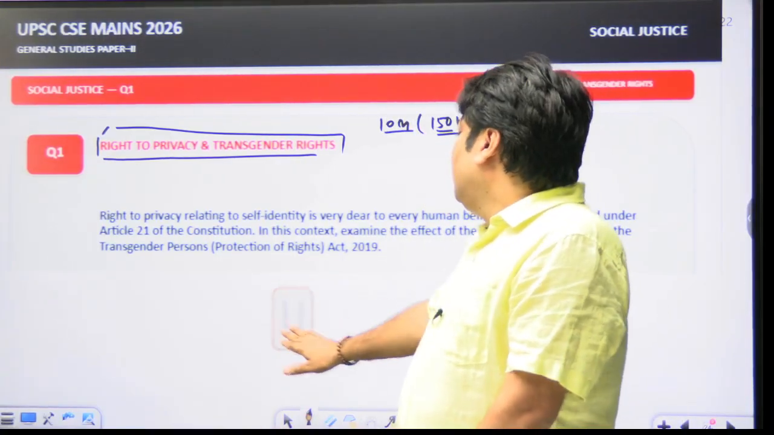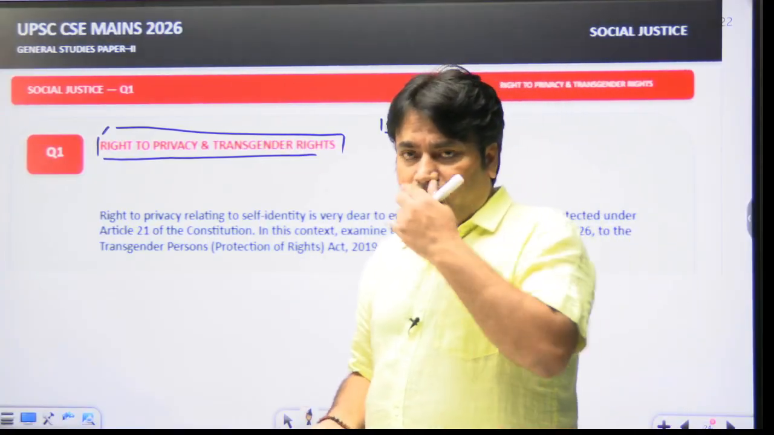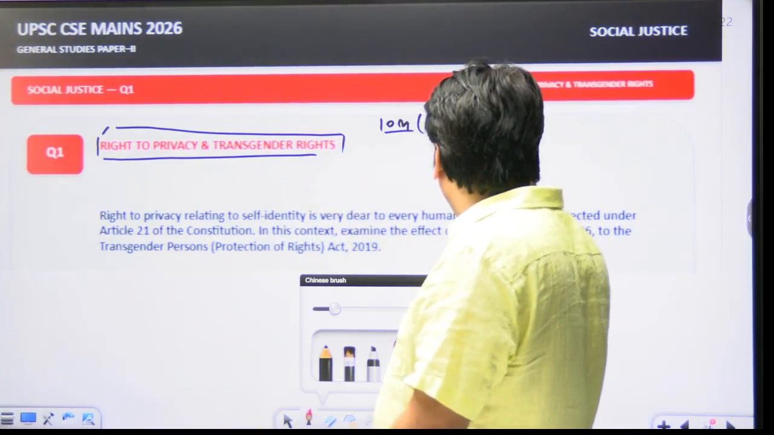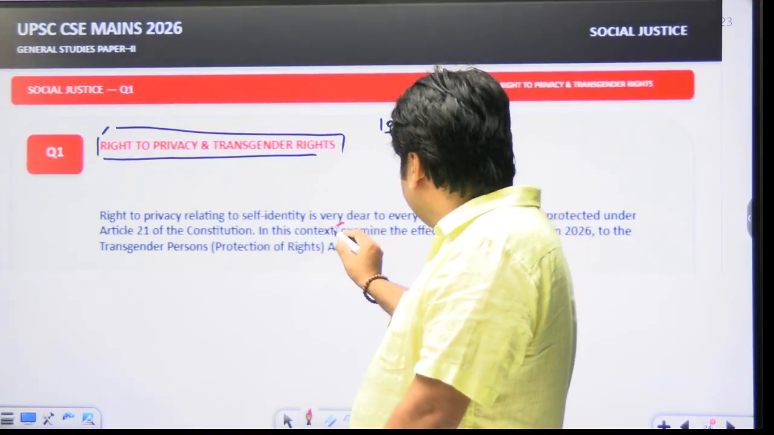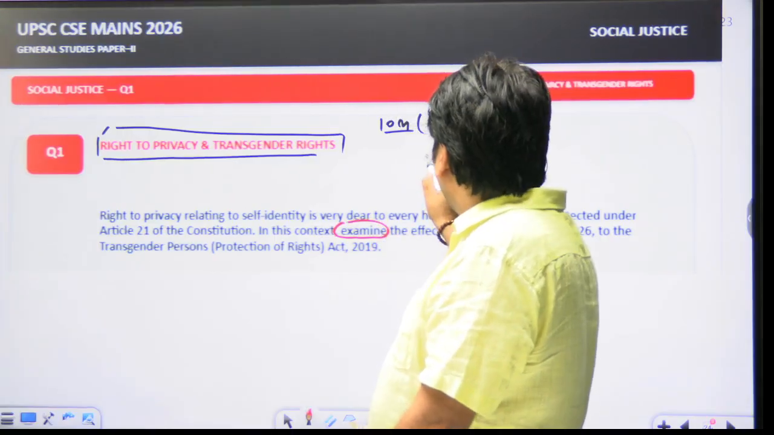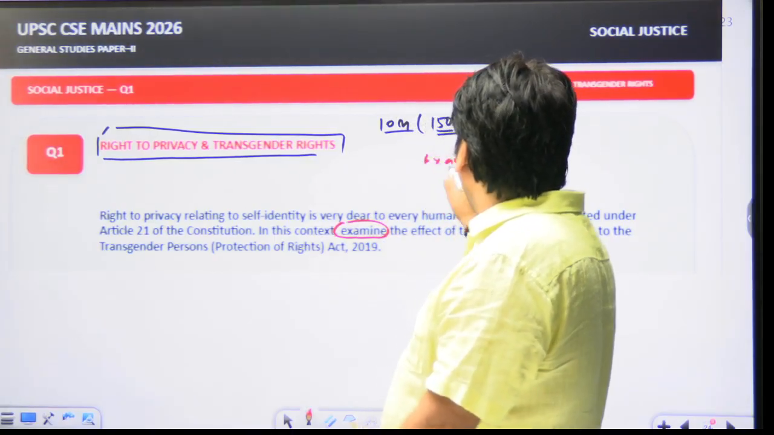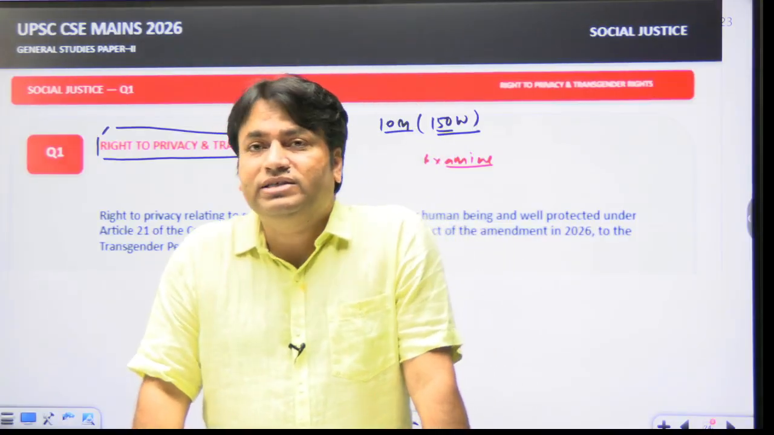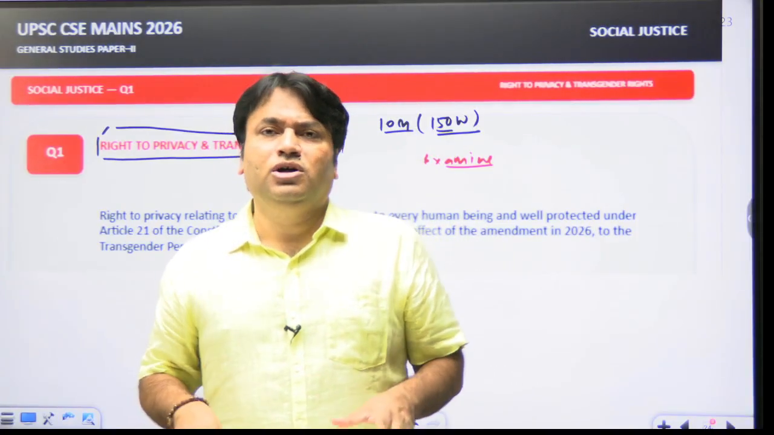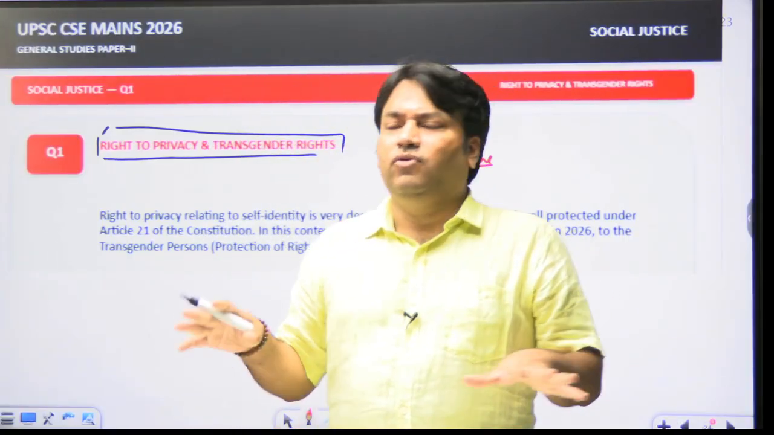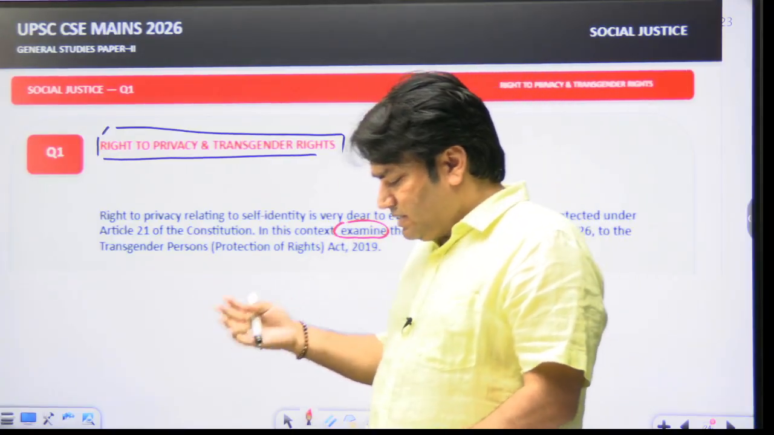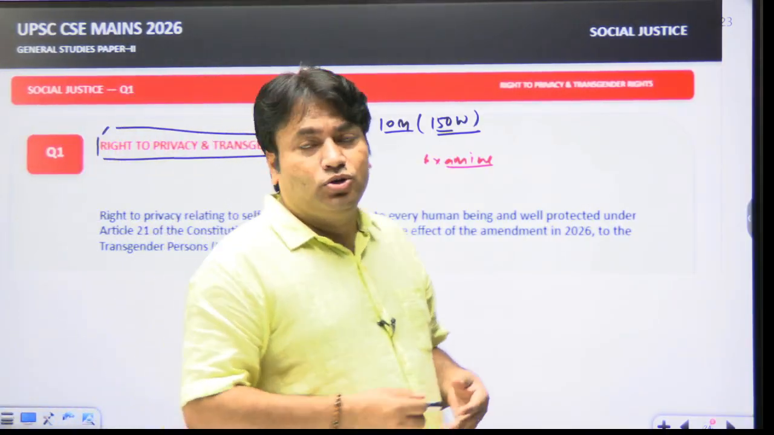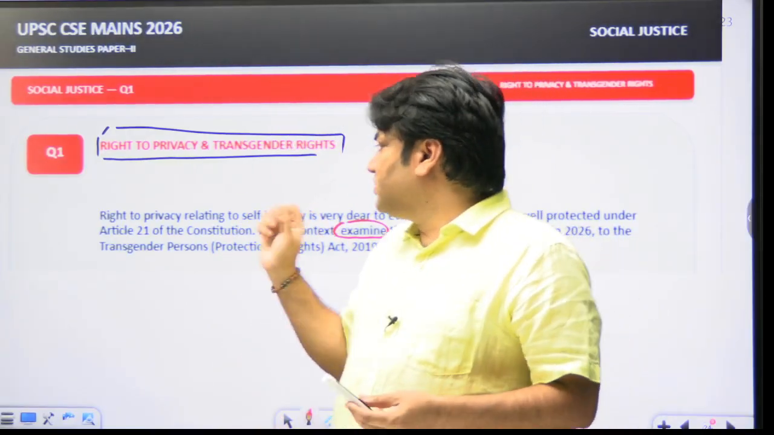So first, we should read the questions very carefully. For example, first we should identify the directive keywords that I have already told you. So here the directive keyword is examine. And whenever we are examining any statement, any proposition, I have already told you that examining simply means that we have to do a balanced assessment of what has been asked here. Balanced assessment means exploring all dimensions.